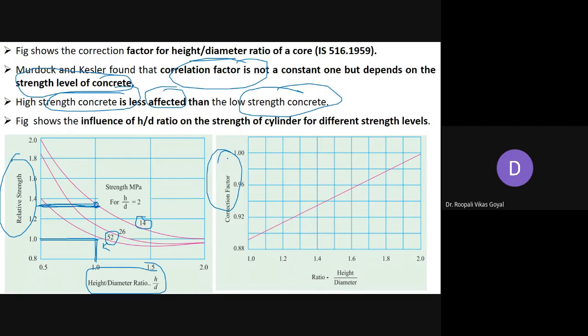This second figure shows the influence of h upon d ratio on the strength of cylinder for different strength levels. So here you can see the correction factor is 1, so relative strength is 1. But in case of h upon d 1, it is 0.88. So whatever strength we have obtained in cube, if it is having h upon d ratio 1, then we should multiply it with 0.88 to get the actual strength of concrete, because it is giving higher value due to restraining effect of steel platens.